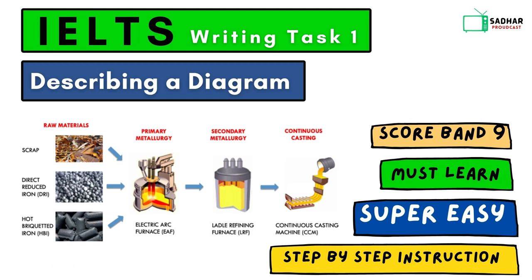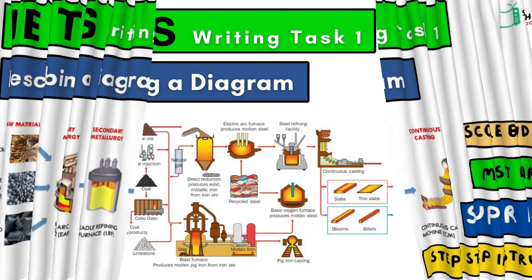This time there is a lesson for IELTS Writing Task 1 about describing a diagram. To have a score band 9, this is a must-learn, super easy, step-by-step instruction. Let's get started.